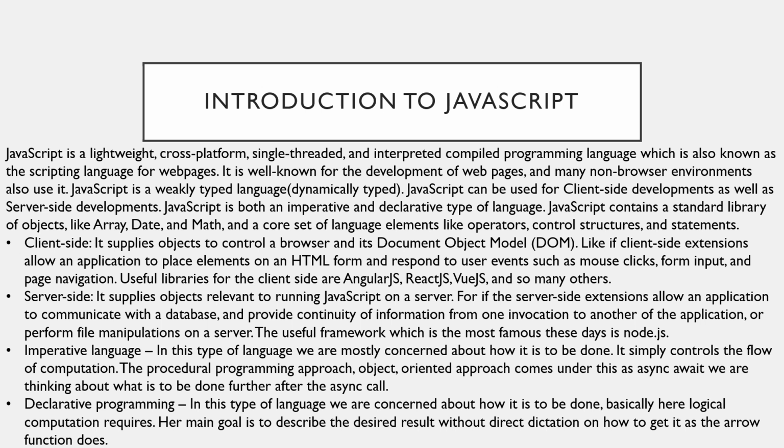Then coming to declarative programming. In this type of language, we are concerned about what is to be done. Basically, here logical computation is required. The main goal is to describe the desired results without direct indication of how to get them, which is what the arrow function does.